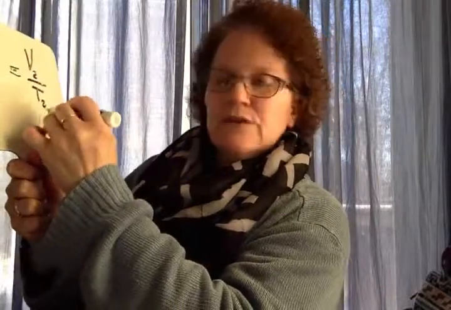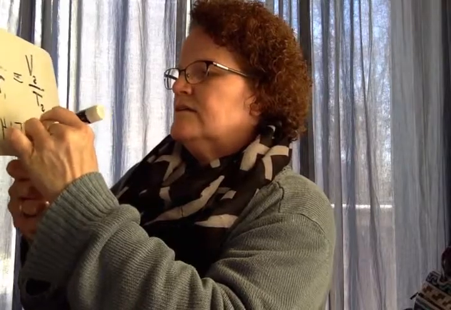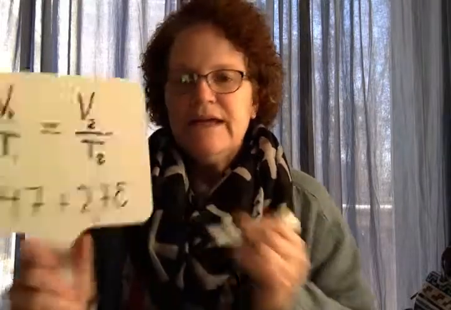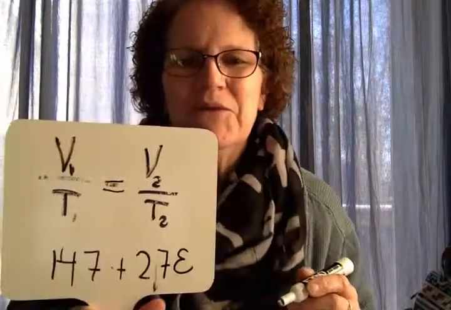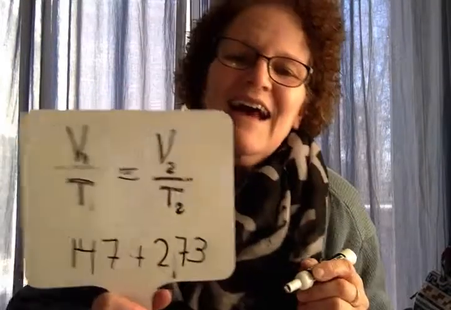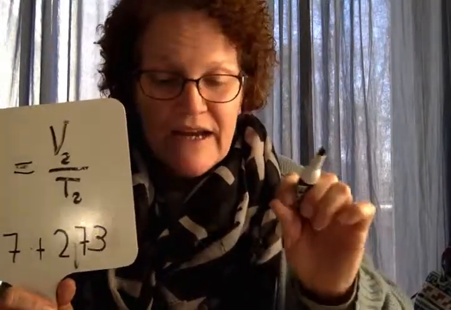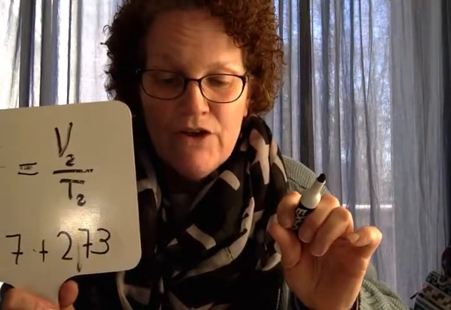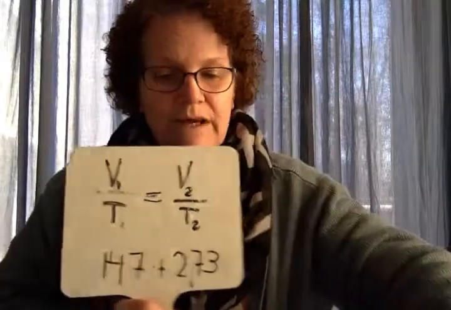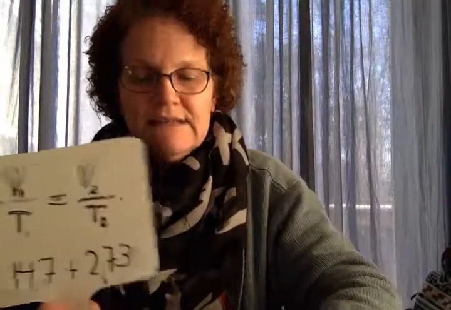So we have to take the 147, and we have to add 273 to it, to get us a beginning temperature of 420 Kelvin. All right, so chug that number out and let's get an answer.